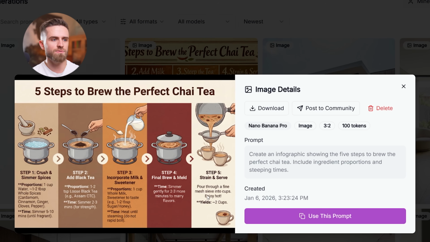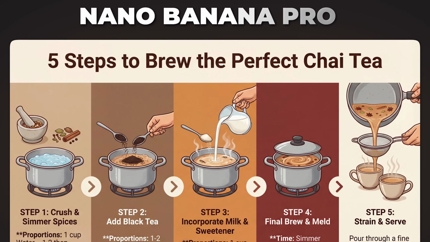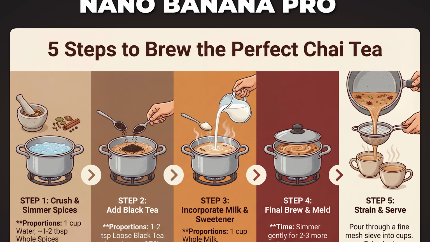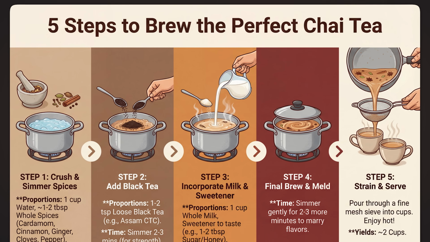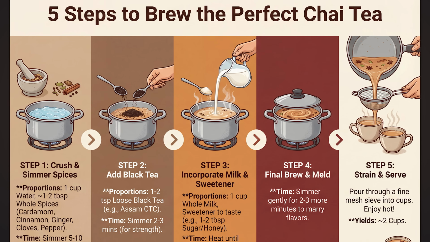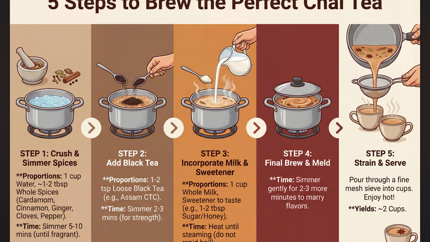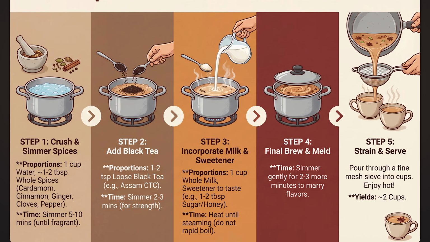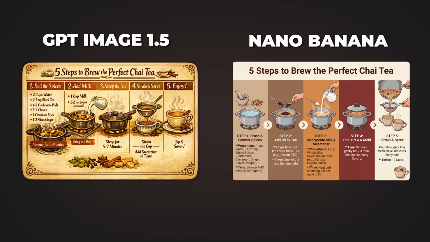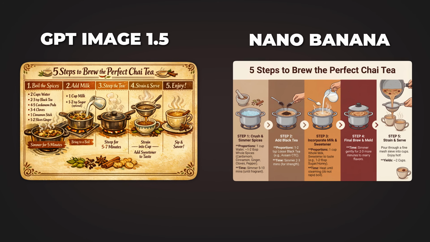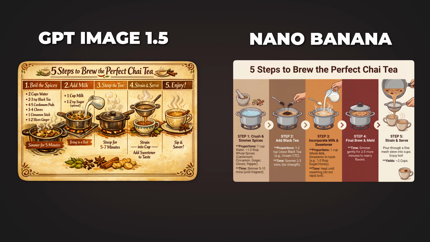Nano Banana Pro uses search, studies the topic, and then creates the infographic. The steps, proportions, and timings closely match commonly published masala chai recipes. Ingredient order, simmering times, and milk integration follow standard cooking guides rather than a generic outline. The infographic feels more grounded in an external reference rather than an inferred recipe. So both images follow the prompt well, but Banana's result appears more research-driven, while GPT relies on generalized training knowledge.